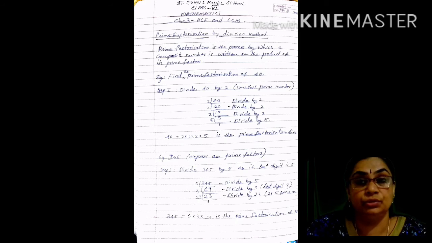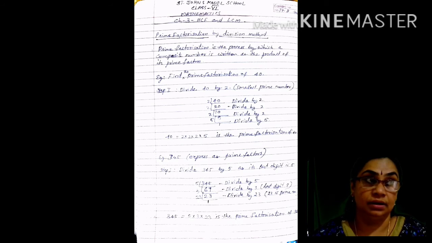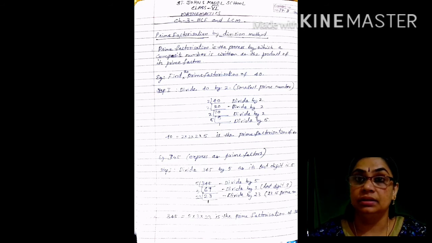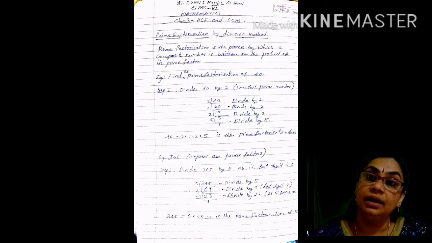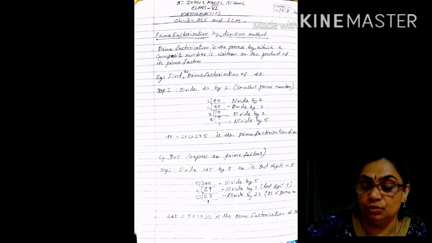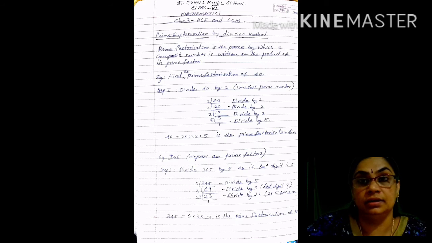But 23, as you know from the sieve of Eratosthenes table that we discussed in the textbook, is a prime number. You can see in that table that it does not come in any other number's table. It is not a multiple of any other number. So the number itself will be the divisor. If we divide 23 by 23, we will get 1 as the result.